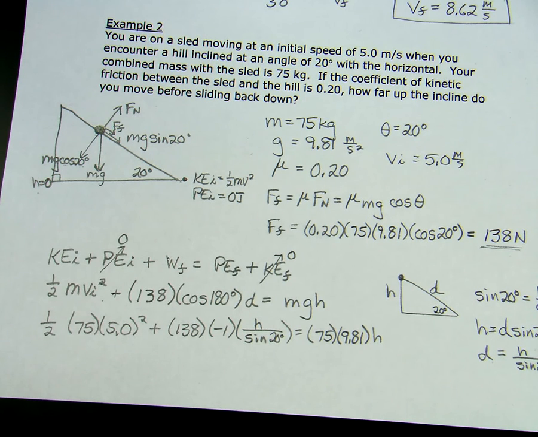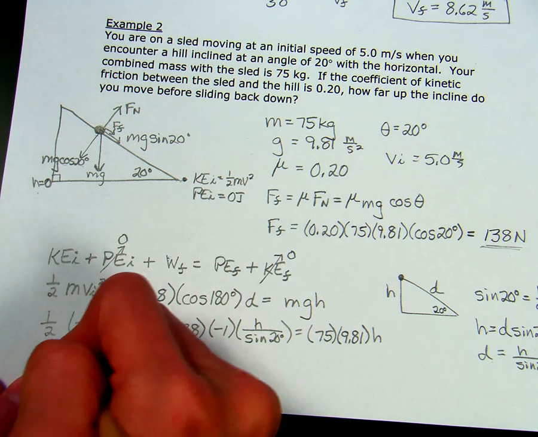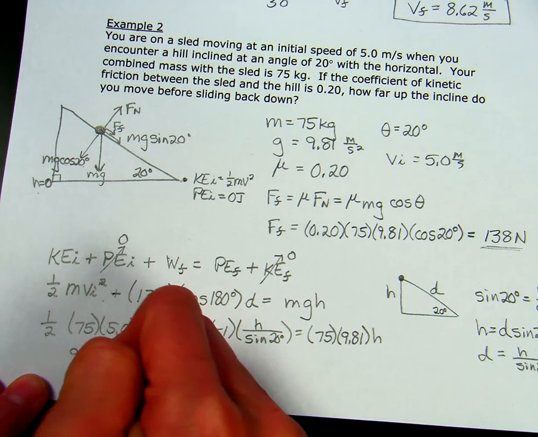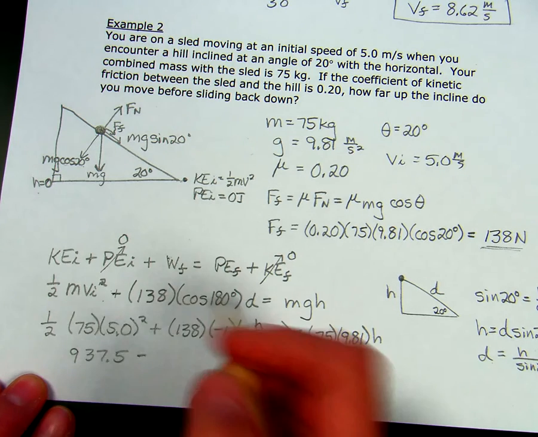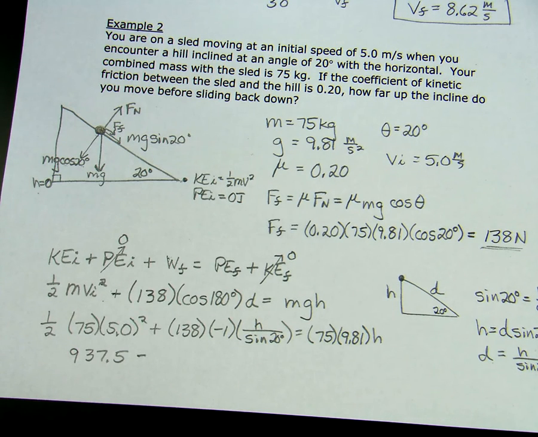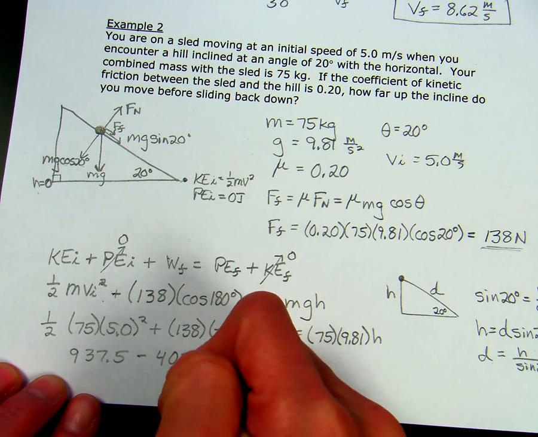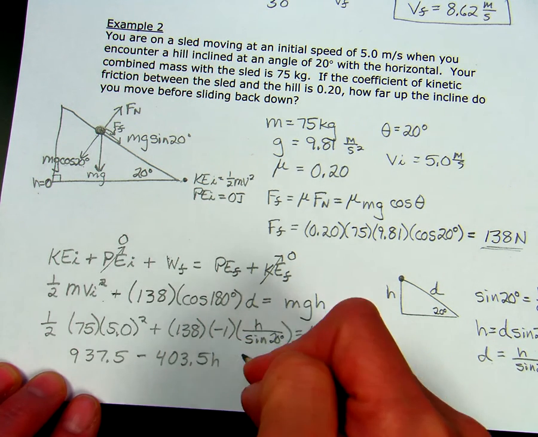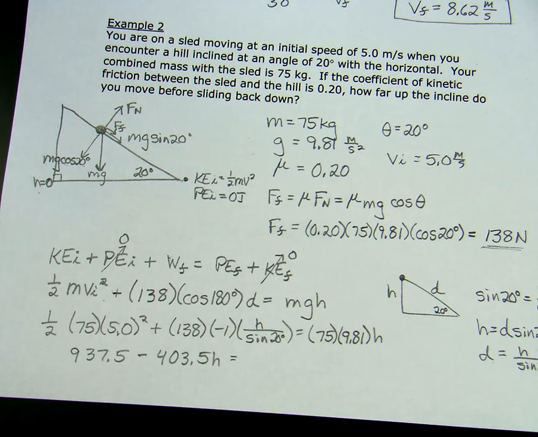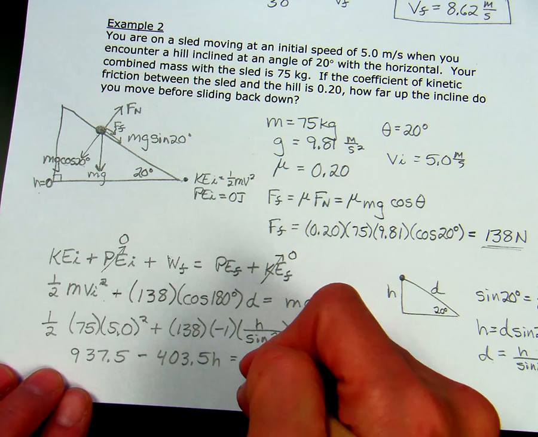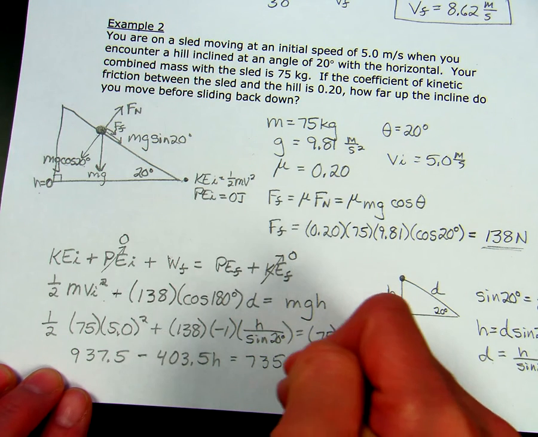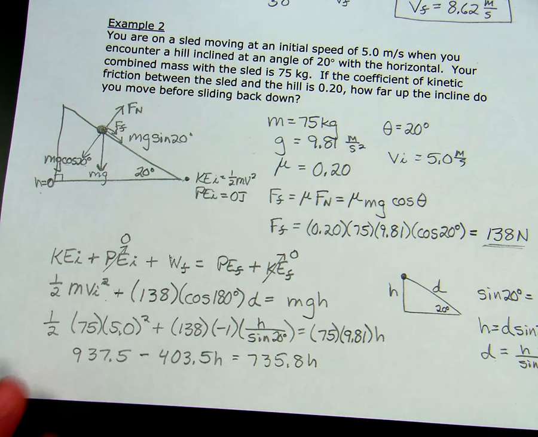Okay, so now I'm going to do whatever math I can. 1/2 times 75 times 5 squared, that's 937.5. This is going to be a negative number. 138 divided by the sine of 20 is negative 403.5 times H. And 75 times 9.81 gives me 735.8 times H. Now I'm going to move this over to the other side.